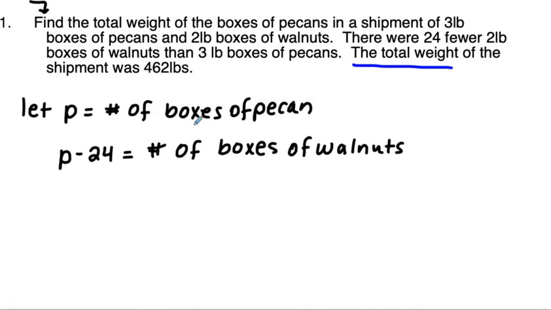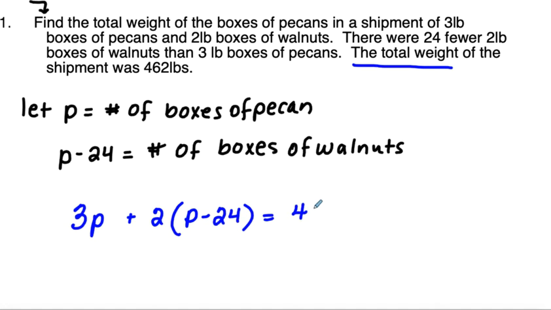So each box of pecans was 3 pounds. So 3 times the number of boxes of pecans plus 2 times the number of boxes of walnuts equals the total weight, so 462. All right, now you can solve the equation.